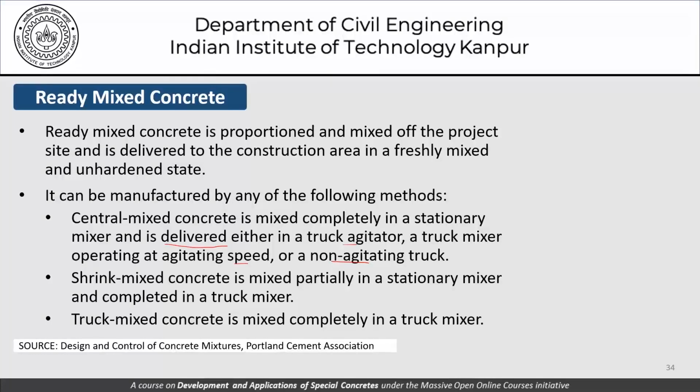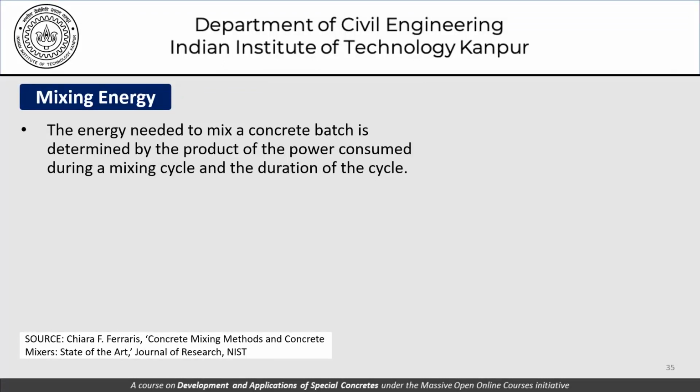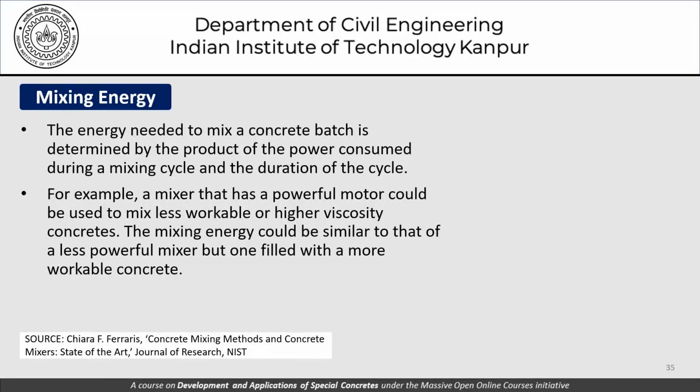Let's go back to our discussion on the mixing energy. So the energy needed to mix a concrete batch is determined by the product of the power consumed during a mixing cycle and the duration of the cycle. So it's really the power times the duration that gives you the energy. As far as research is concerned, you could be talking in terms of the energy required per cubic meter of concrete, and that could vary from one type of concrete to another, of concrete containing viscosity modifiers versus a concrete which is low slump. So for example, a mixer that has a powerful motor could be used to mix less workable or higher viscosity concretes. The mixing energy could be similar to that of a less powerful mixer, but one filled with more workable concrete.